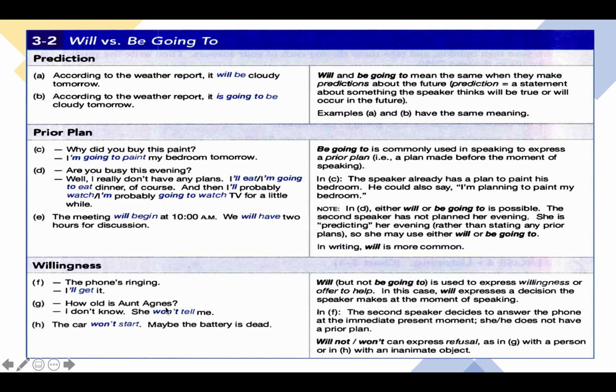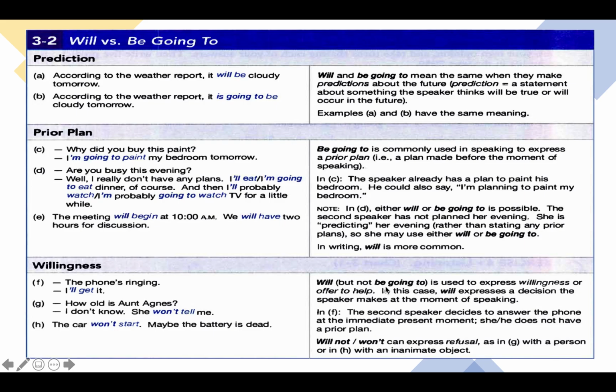How old is Aunt Agnes? I don't know. She won't tell me. Okay. So remember, when we want to express willingness, the desire to do something, you willingly desire to do something. You are not forced, and you didn't have a plan before to answer the phone here. It simply happens that the phone is ringing, and at that very moment you express your willingness or desire to answer the phone. So will but not be going to. Remember, in this case of willingness, we can't use be going to. We can use only will.